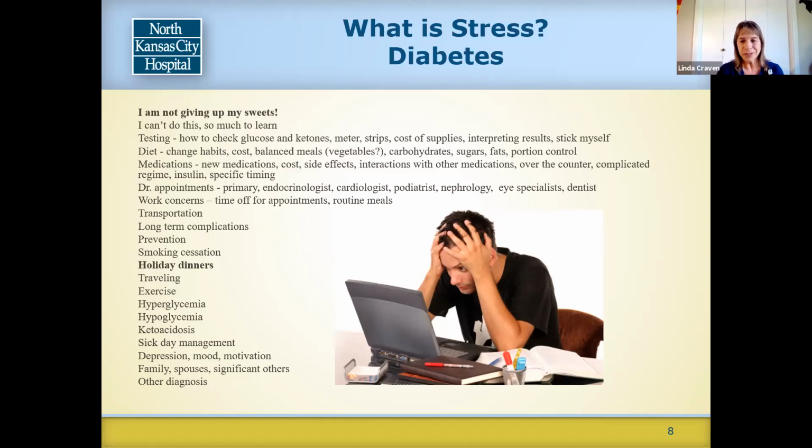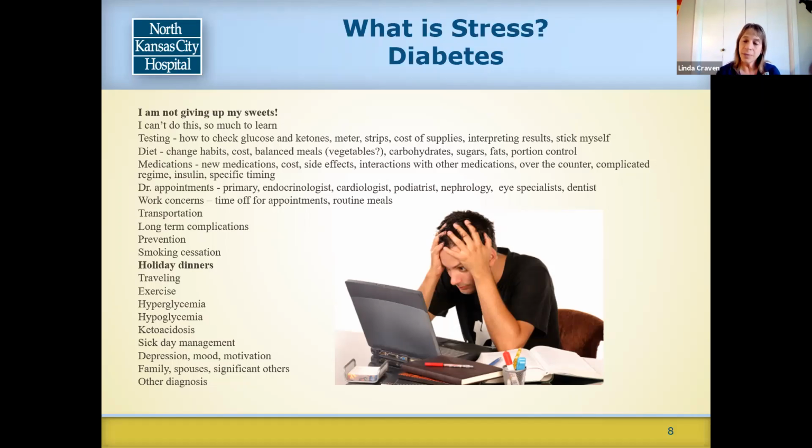When you think about diabetes, you don't really think about those things right up front. Traveling: if you're on insulin, there are certain ways you have to store your insulin when you're traveling. We have to figure out exercise. We've got to figure out high blood sugar, low blood sugar. What does ketoacidosis mean? I've heard that word before, but what in the world does that mean? And what am I supposed to do about it? Sick day management, depression, how our mood affects us, whether we're motivated to do things or not.